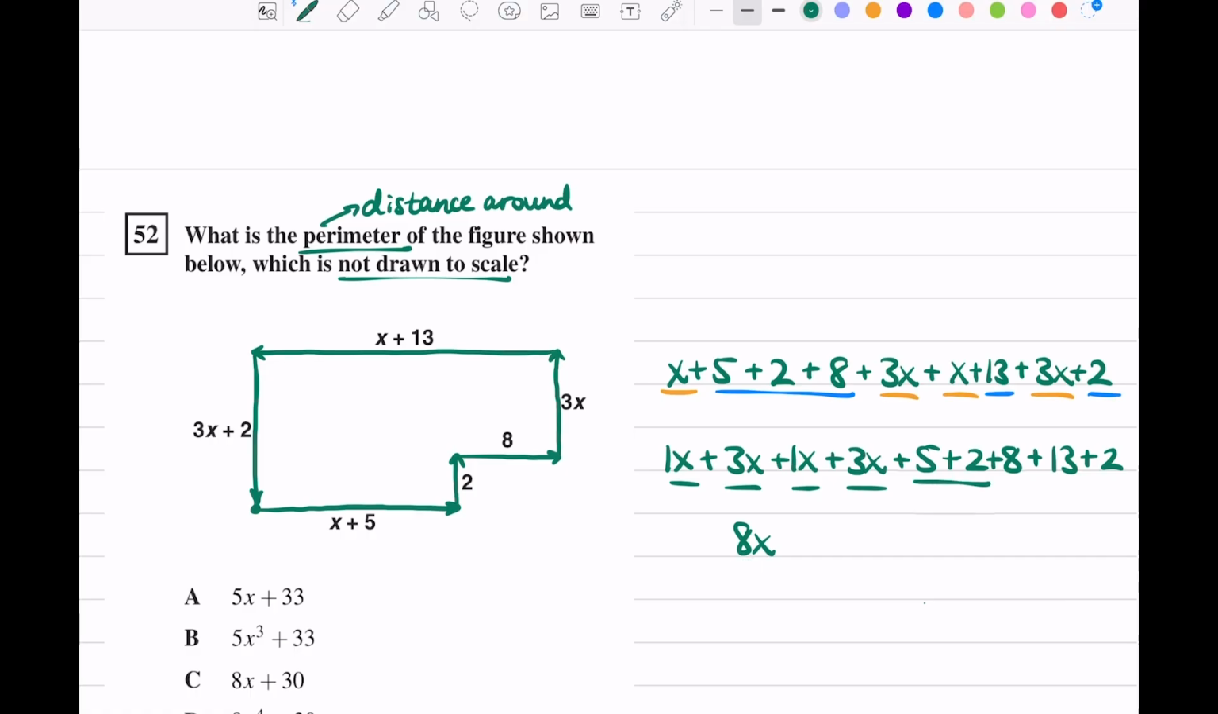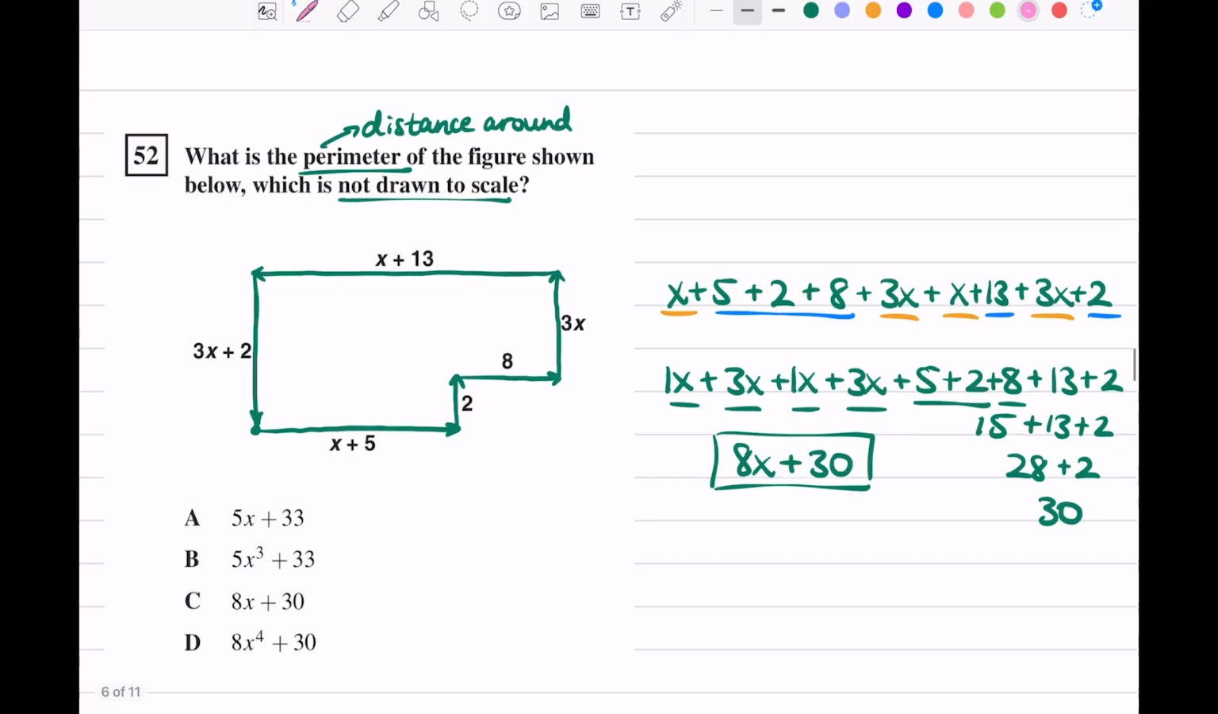And then we have our constants. 5 plus 2 gives us 7, plus 8 gets us to 15. And then we have our plus 13 plus 2. So 15 plus 13 gives us 28. And then we add 2, that gives us 30. So all our constants added up equal 30. So we can say that the distance around this figure is 8x plus 30. And looking at our options, that would be option C.